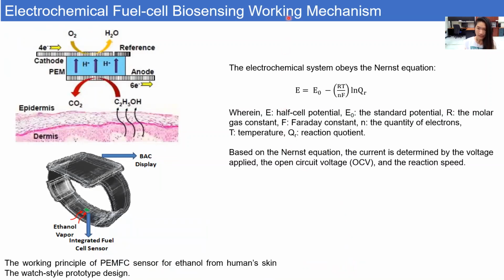Here is the fuel cell sensor working mechanism. The electrochemical system obeys the Nernst equation. So the current is determined by the voltage applied, the open circuit voltage, and the reaction speed. This is a prototype watch cell. The fuel cell sensor is integrated here, and the evaporated ethanol is detected from the small window. And the current and the concentration are displayed here.